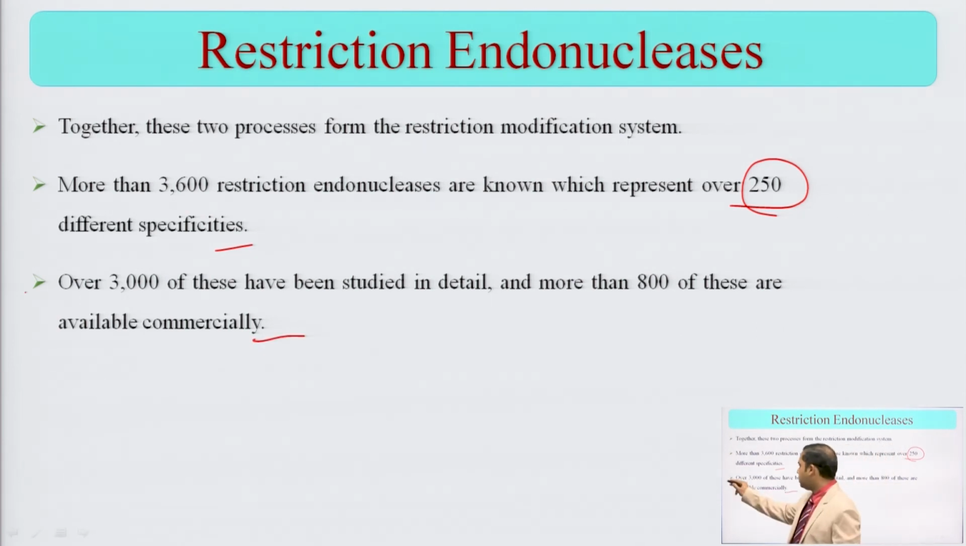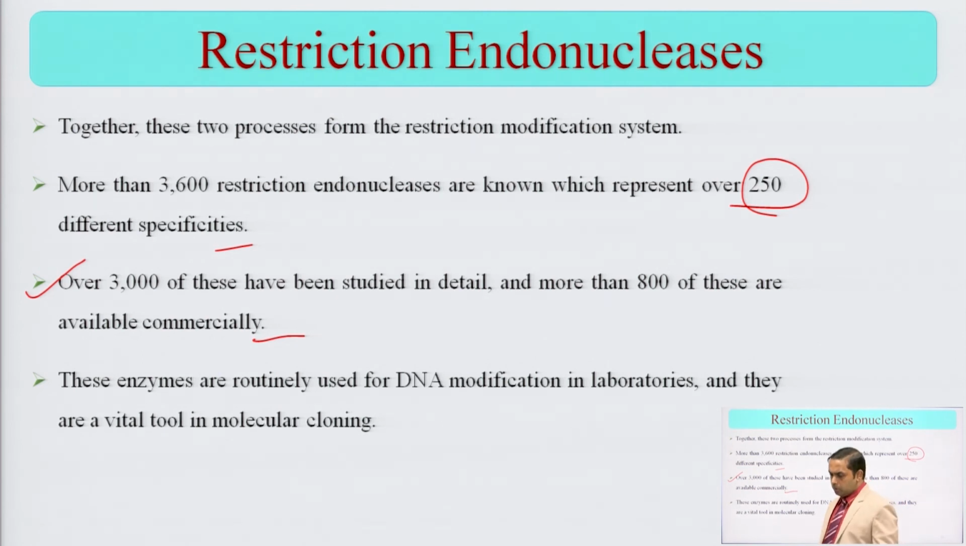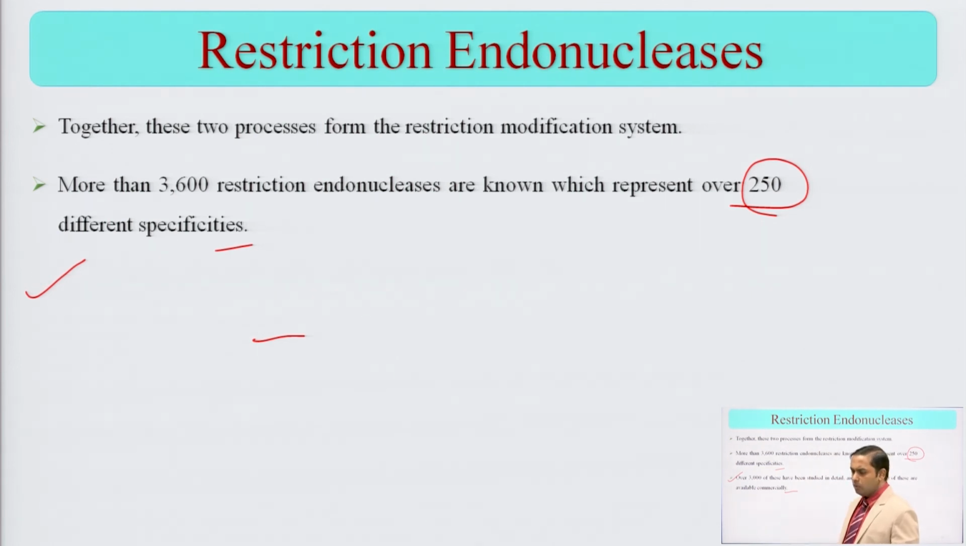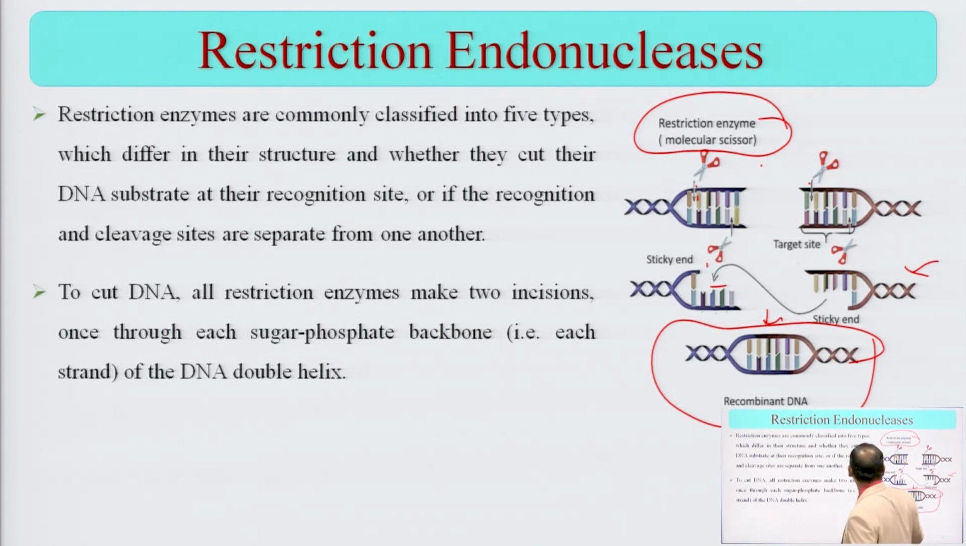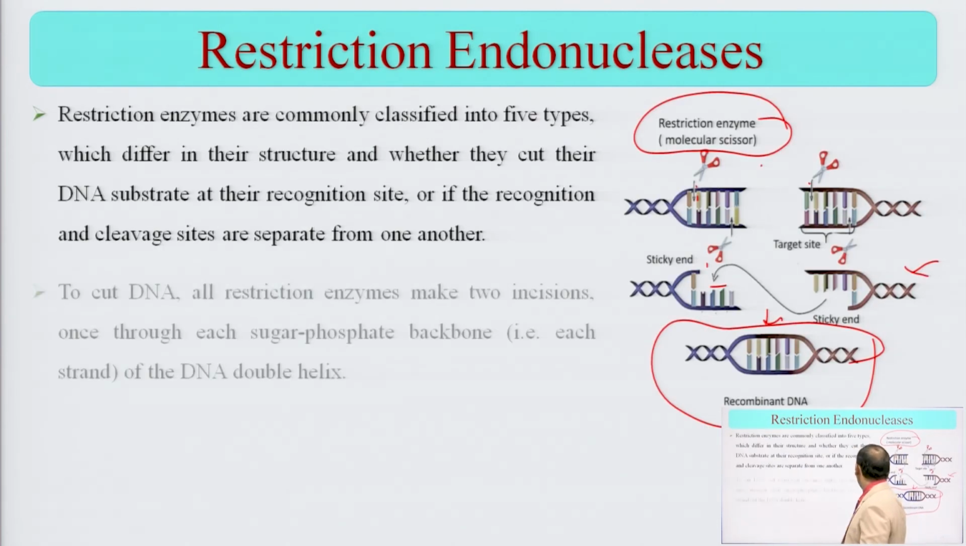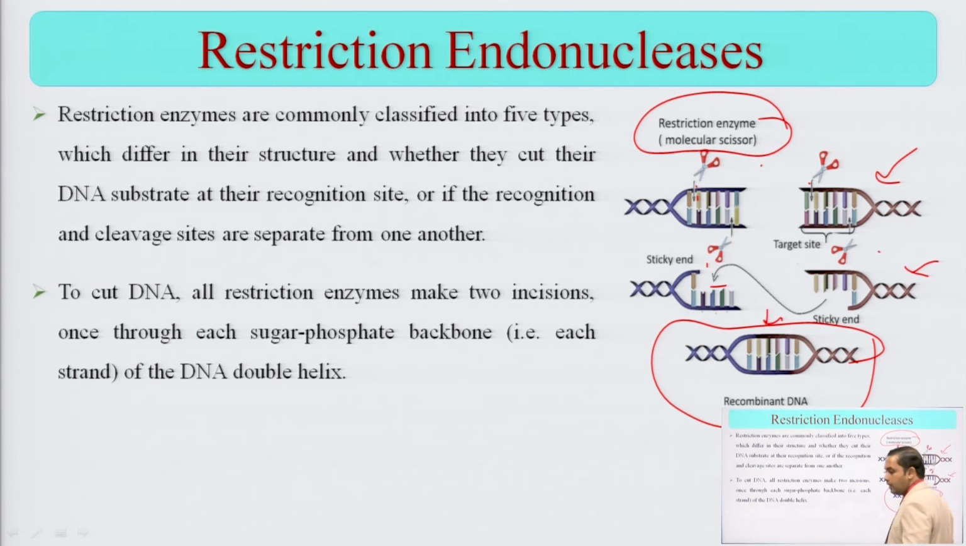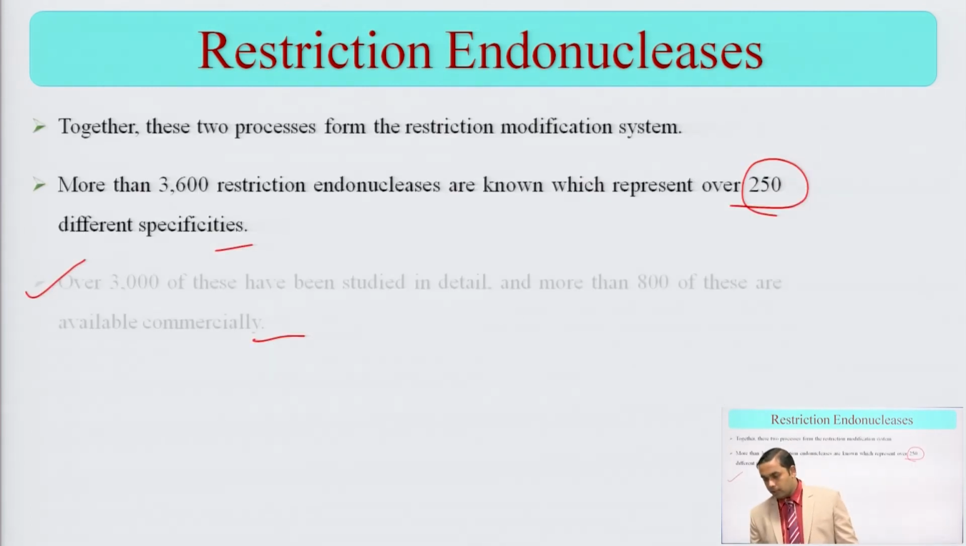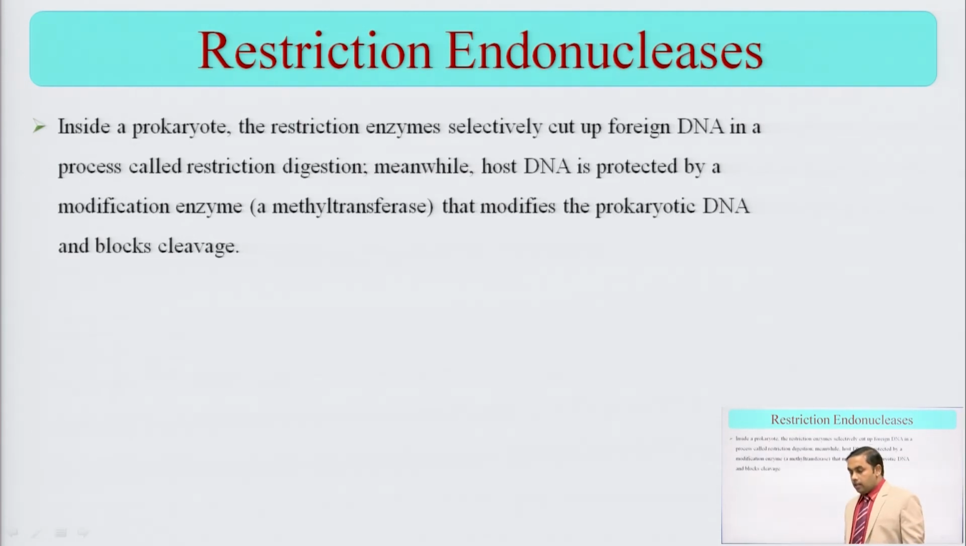We are using huge numbers of these kinds of enzymes. These enzymes are routinely used in DNA modification in the laboratory, and are also a vital tool in molecular cloning. Without this kind of restriction endonuclease, molecular cloning is impossible. You cannot cut a DNA. If you cannot cut a DNA, you will never be able to insert a certain DNA into a plasmid or other things. So, that is why it is very important.